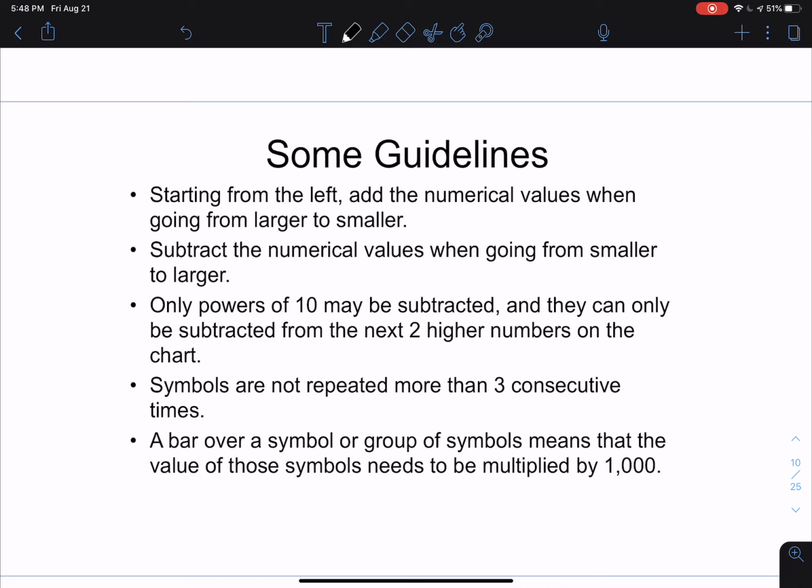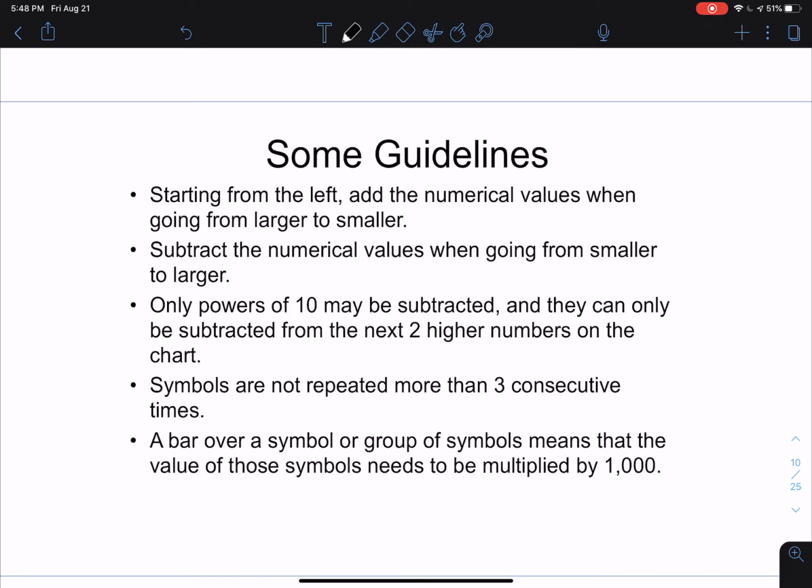Only powers of 10 can be subtracted, and they can only be subtracted from the next 2 higher numbers on the chart. So you can't subtract like 1,001. You can only subtract 1,000 with 500 and 100. So the subtraction always has to be within two values on the chart there. Symbols can't be repeated more than 3 consecutive times, I should say.